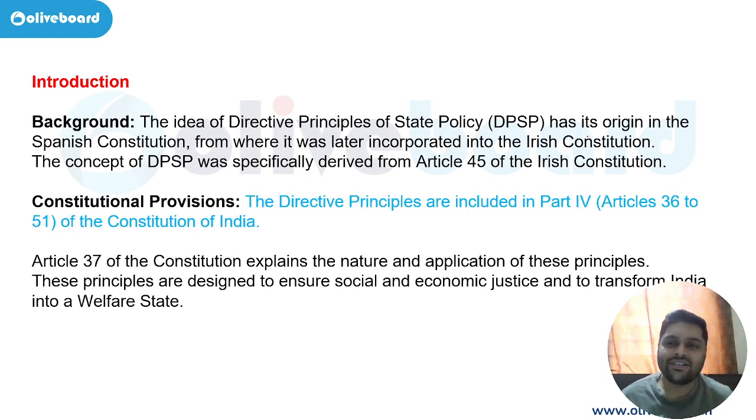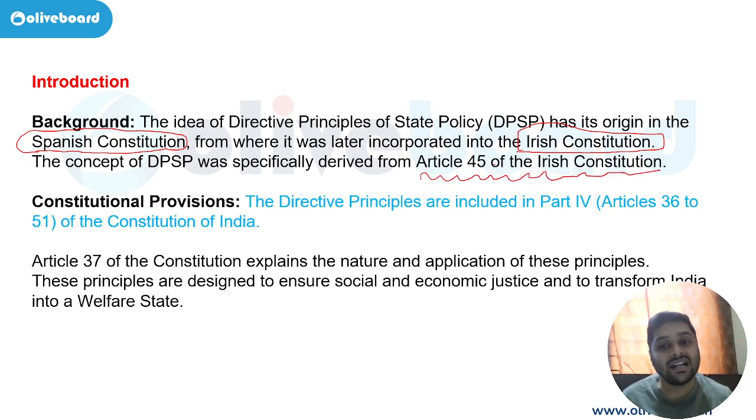The idea of directive principles has its origin in the Spanish Constitution. Sir, but we heard that it is the Irish Constitution. Yes, obviously. From there, the Irish Constitution has taken. Later incorporated into Irish and then into Indian. So DPSP was specifically derived from Article 45 of the Irish Constitution. So this article is an Irish Constitution article. It is not Indian.